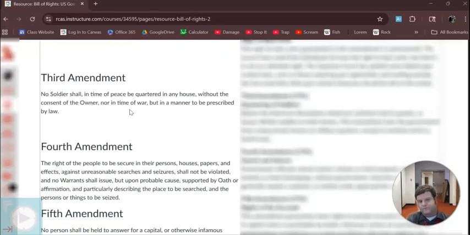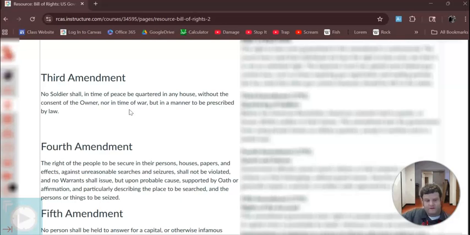Now, the Third Amendment is: no soldier shall in time of peace be quartered in any house without the consent of the owner, nor in time of war, but in a manner prescribed by law. This is a direct reaction to the Quartering Act. We here in the 21st century really haven't encountered this, but those who lived through the colonial period and the American Revolution do not fondly remember the British soldiers that were quartered in their homes during the Quartering Act. So this Third Amendment hasn't come up as much anymore.